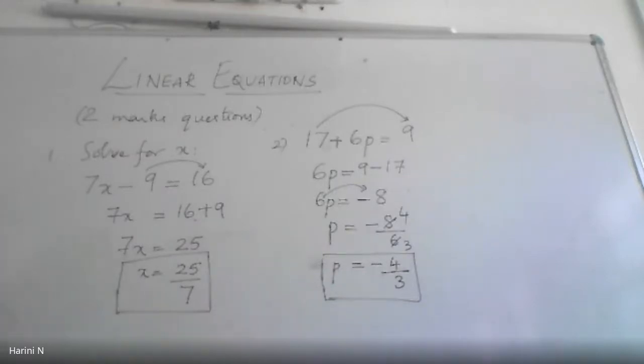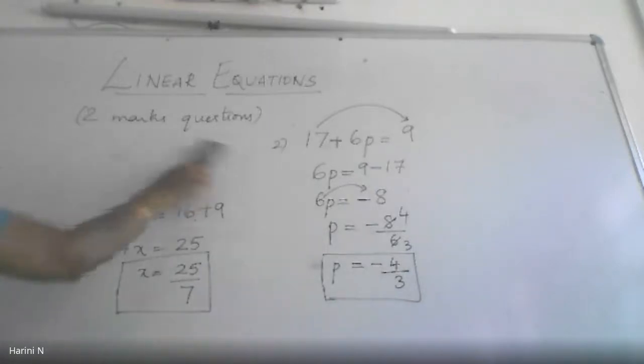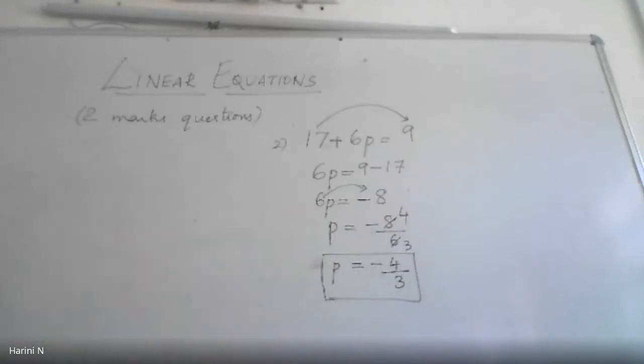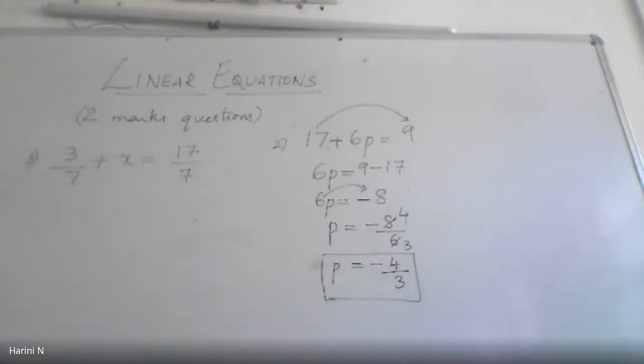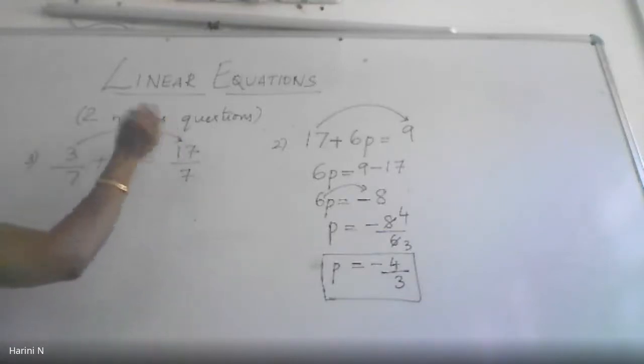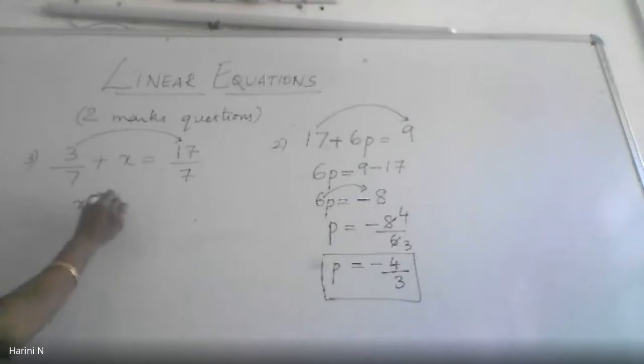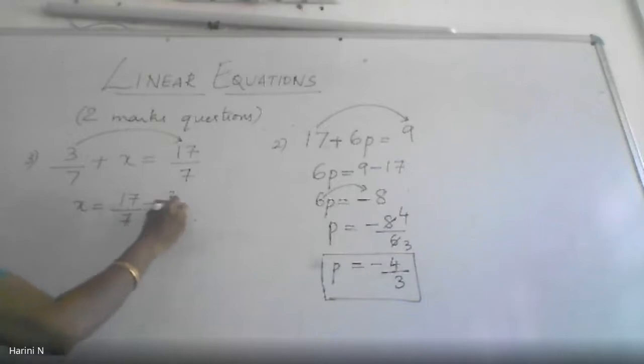This is also quite probable. Always beautiful whole numbers alone will not come. Sometimes problems of this kind also may come: 3 by 7 plus x equals 17 by 7. You have fractional coefficients here. So how will you solve for x? Again, this 3 by 7 has to be shifted to the right hand side. So x will be 17 by 7, and addition will go as a subtraction.